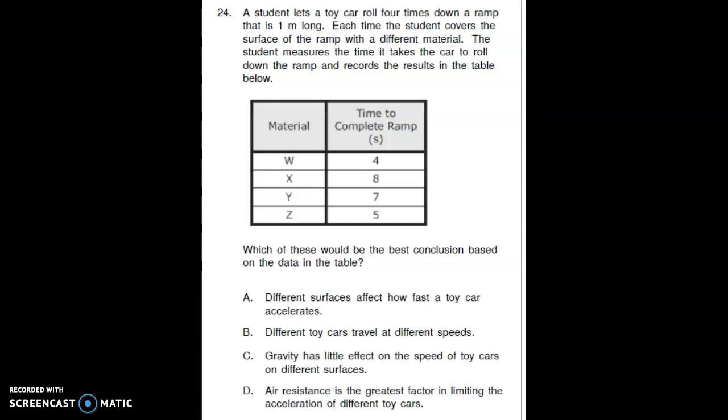A. Different surfaces affect how fast a toy car accelerates. B. Different toy cars travel at different speeds. C. Gravity has little effect on the speed of toy cars on different surfaces. Or D. Air resistance is the greatest factor in limiting the acceleration of different toy cars.